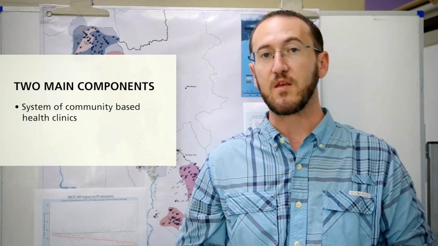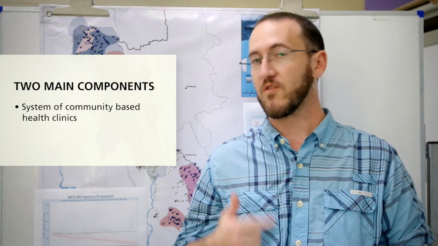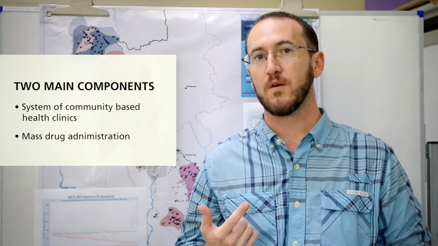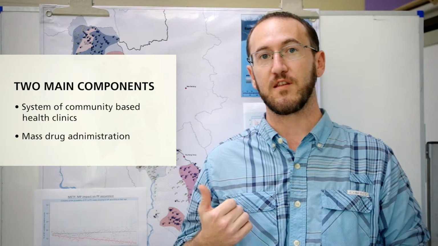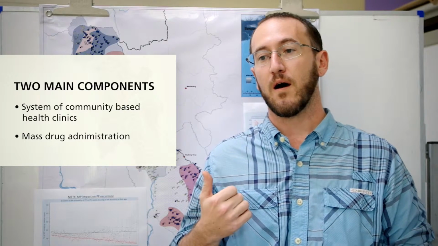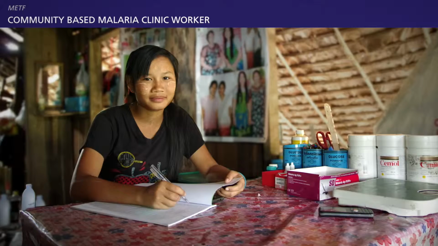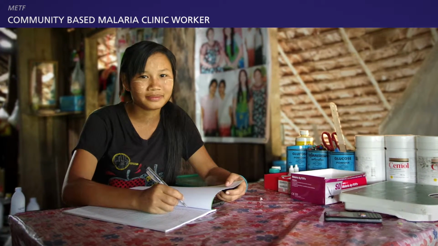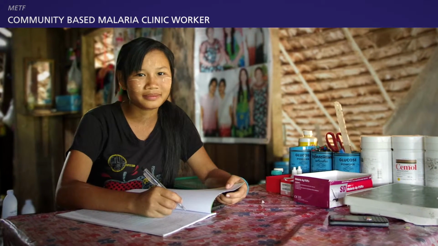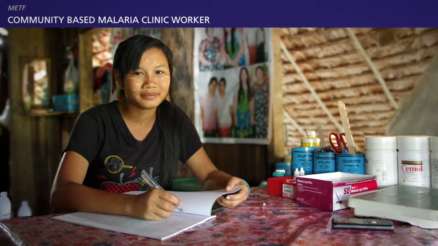So there are two major components to our malaria elimination project. One is a system of community-based health clinics, and another is the mass drug administration. At the community-based healthcare facilities, we require weekly data to come back. So a villager is trained to diagnose and treat people, and each week they record the number of people who come to a malaria post who were sick, the number of people who were diagnosed, and the number of people who were treated. Each week this data comes back to us.